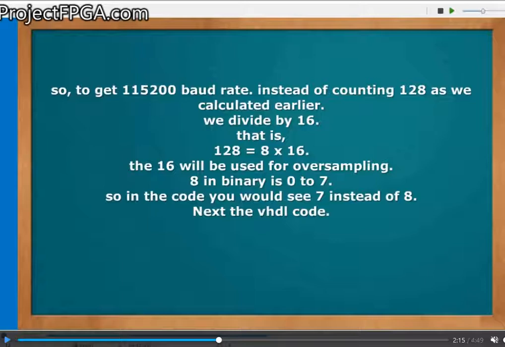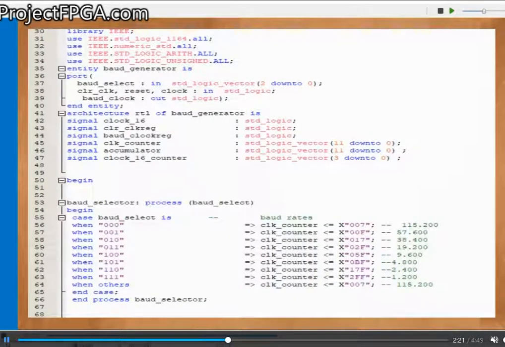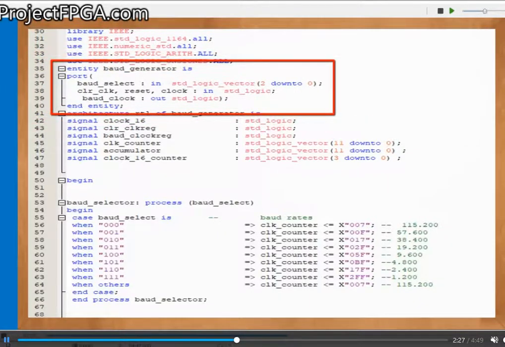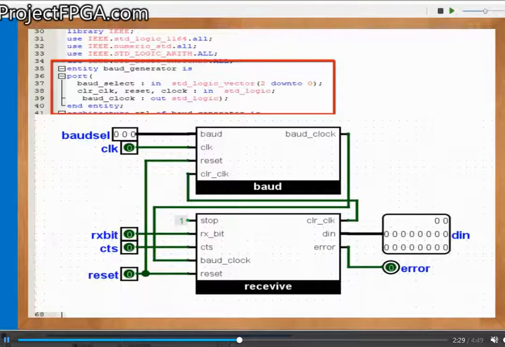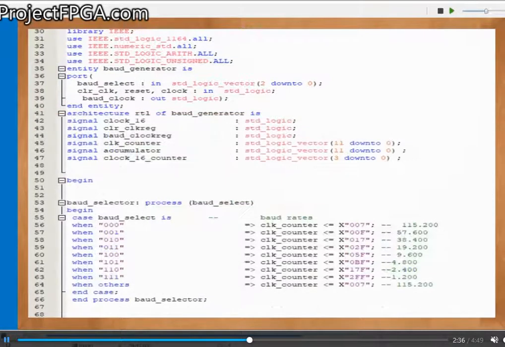Next, the VHDL code. This is the VHDL code for the baud generator. The first part is the VHDL standard libraries. Next, the baud generator port, including the baud select, reset, clock, clear clock, and baud clock signals or ports. Next, the signals, which we will discuss.